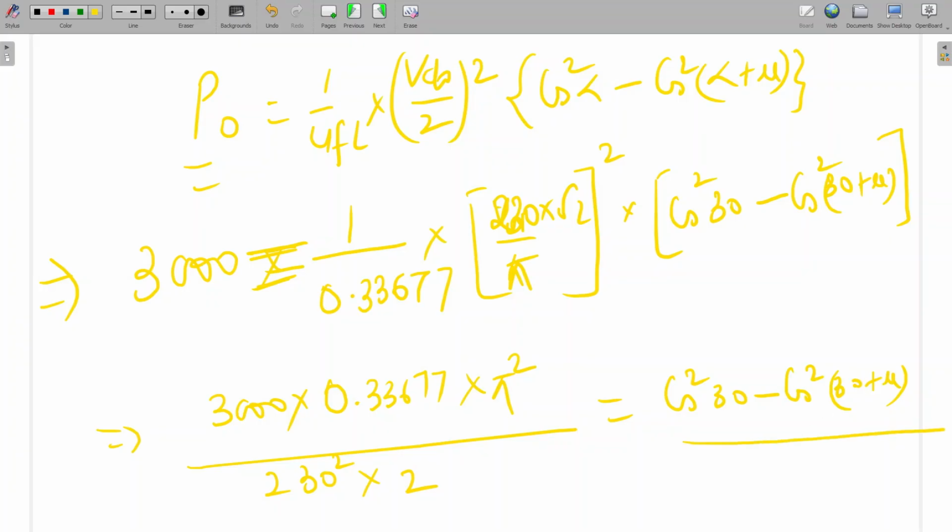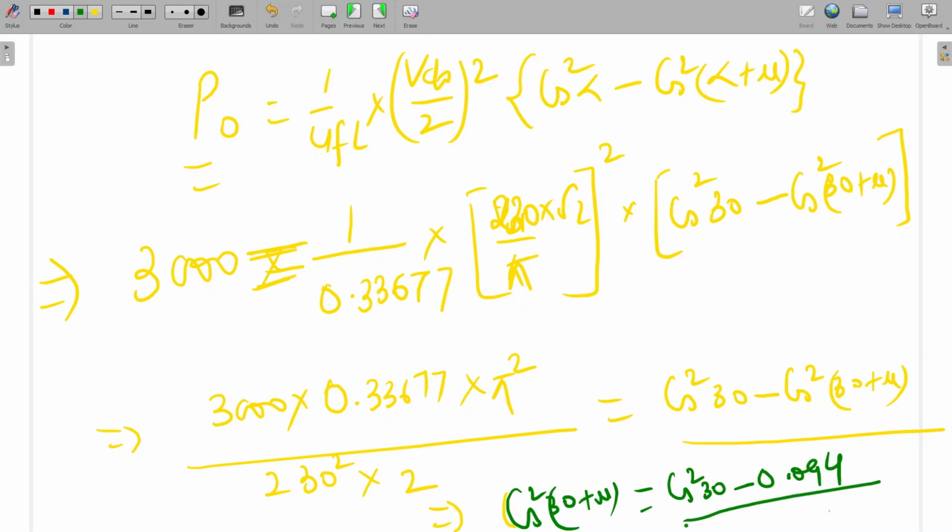The left hand side is 0.094. So cos square (30 plus mu) is equal to cos square 30 minus 0.094. Cos 30 is root 3 by 2, so cos square 30 is 3 by 4. How much are you getting? This value we are getting as 0.655.